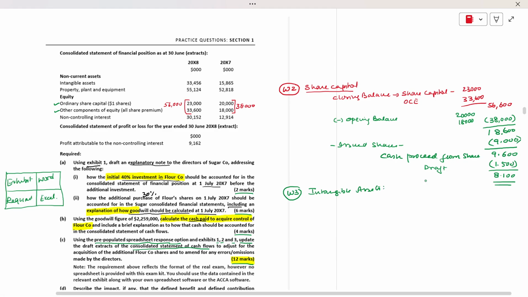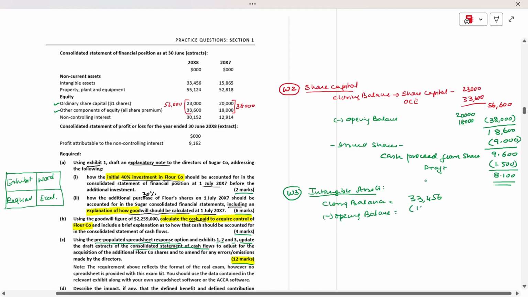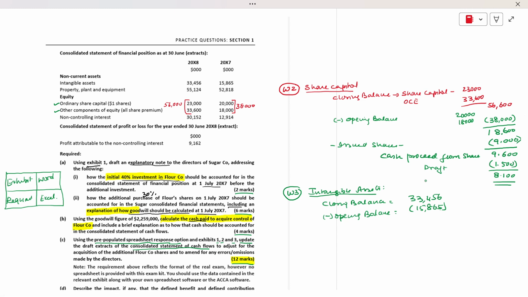How much are the intangible assets? First start with the closing balance. Closing balance of intangible assets is 33,456, minus opening balance. Opening balance is 15,865.